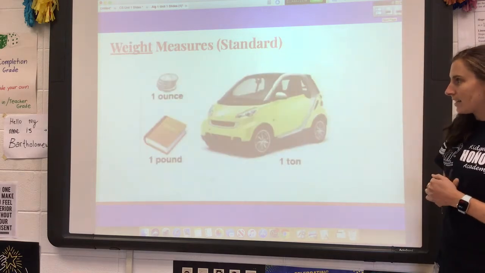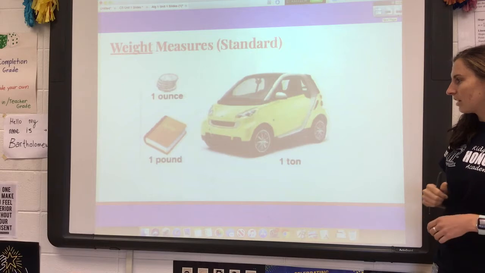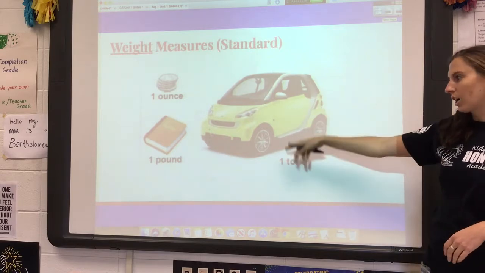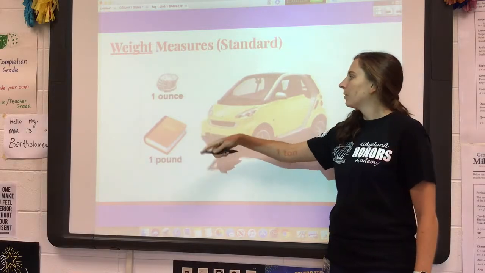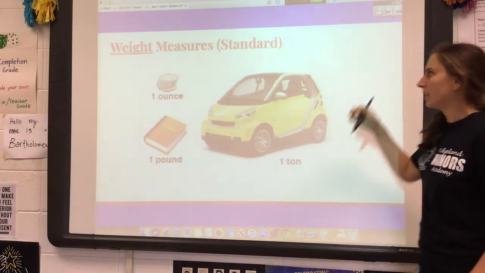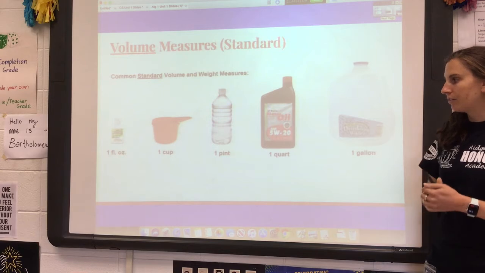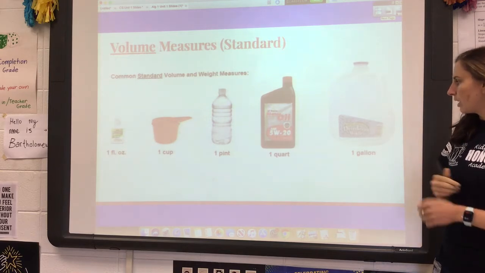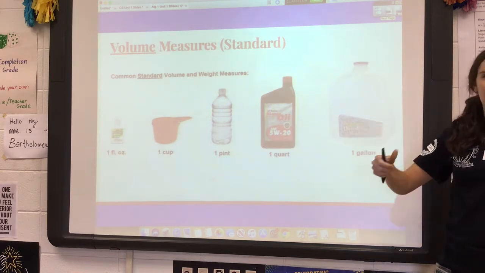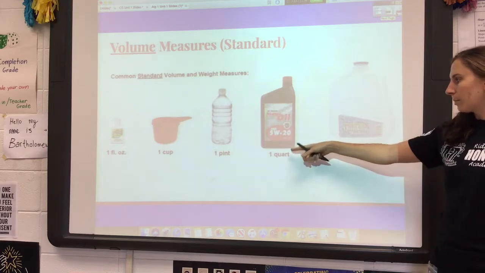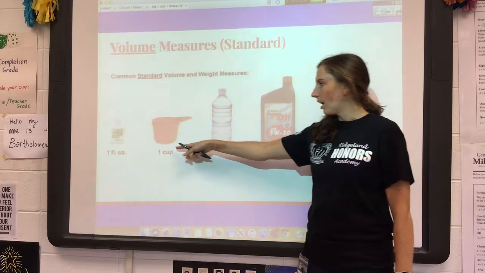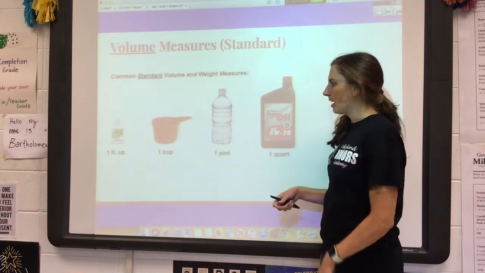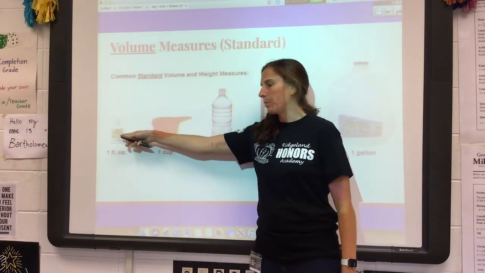When we talk about weight, in our standard system, we might measure a car in tons. That's pretty big. A pound is like maybe a book, and then an ounce would be like some coins. When we talk about volume, you can think of a gallon like a gallon of milk. A quart might be like a quart of oil or a pint of water. A cup is literally like a measuring cup. And then fluid ounces are very small.